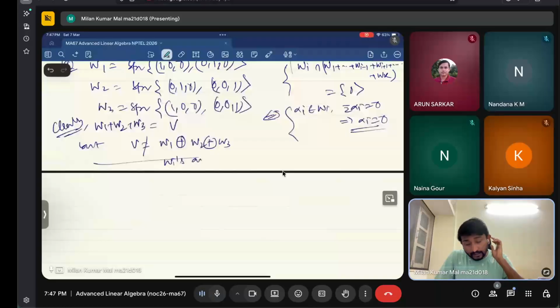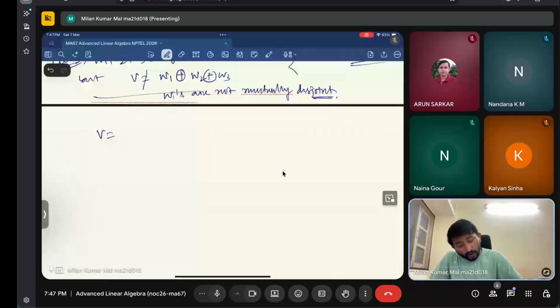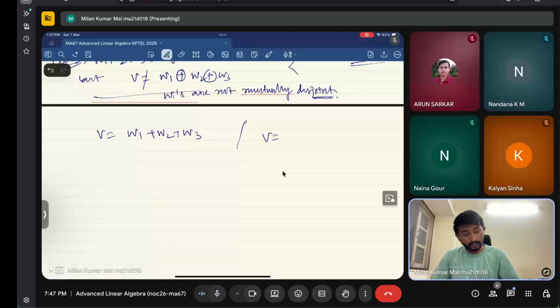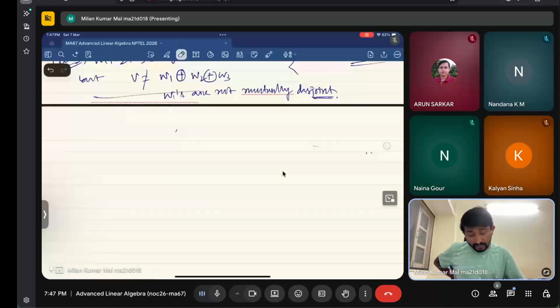The third option, here is a general formula. So let me write this one. V is a vector space, and clearly we have W1 plus W2 plus W3. We know that if V is equal to some subspaces like V1 plus V2, then the dimension of V is equal to the dimension of V1 plus the dimension of V2 minus the dimension of their intersection. This is another theorem. Let me write the statement, so I'll use that theorem to conclude. This third option is also not correct. Let me say why.